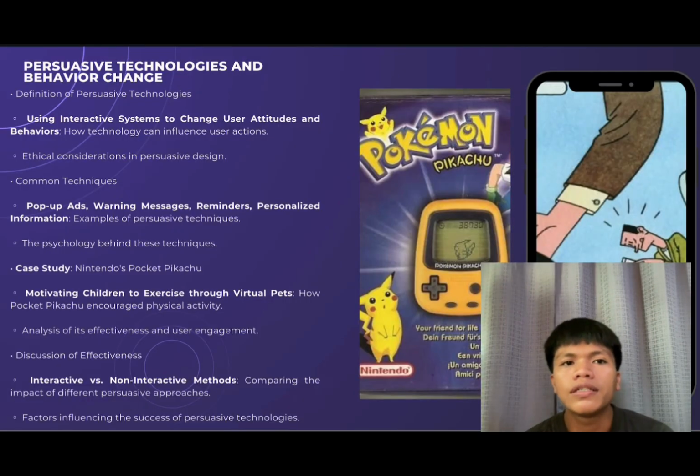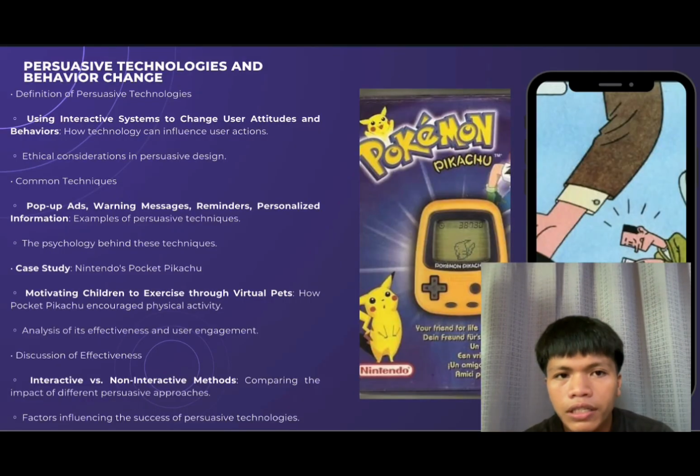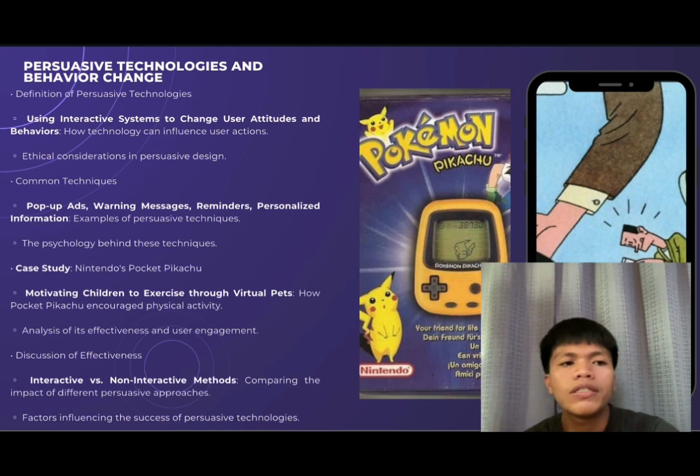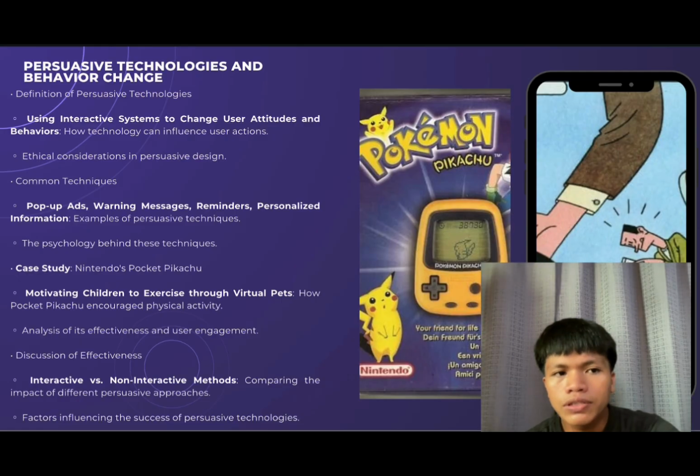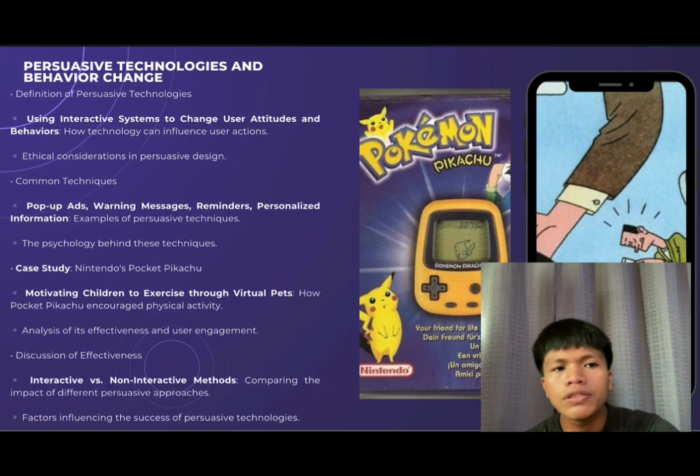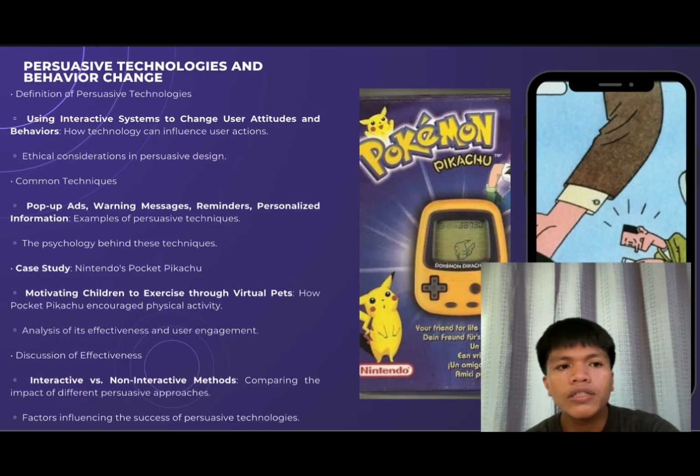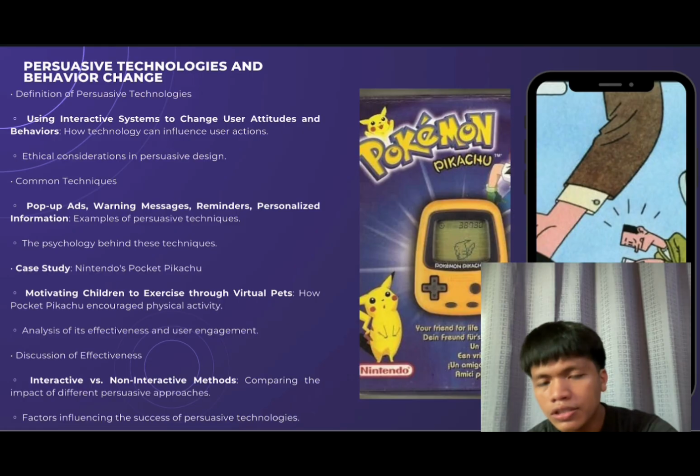So next is persuasive technologies and behavior change. Persuasive technologies involve using technology to influence user behavior and attitudes. Ethical considerations are crucial in the design of such technologies. Common techniques include pop-up ads, warning messages, reminders, and personalized information. Understanding the psychology behind these techniques is essential for their effective implementation.